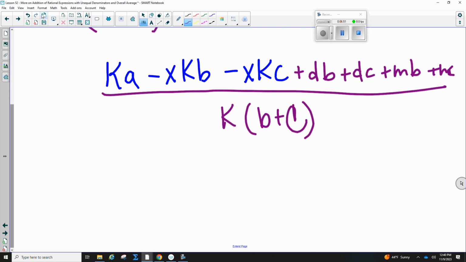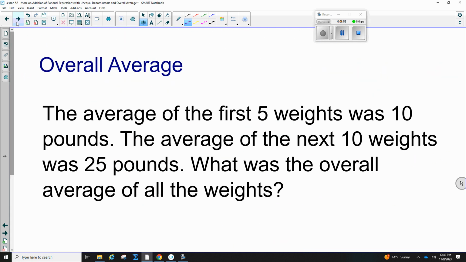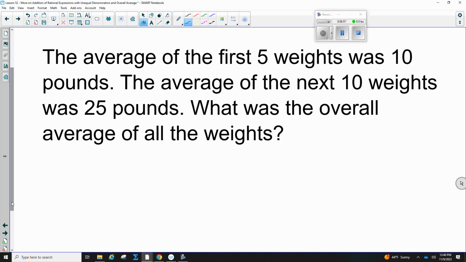Now let's do overall average. You did this in pre-algebra, but it's been a while. The average of the first 5 weights was 10 pounds. The average of the next 10 weights was 25 pounds. What was the overall average? So 5 weights, their average was 10, which means I need to do 5 times 10 to get the total weight of all 5. 5 times 10, okay?